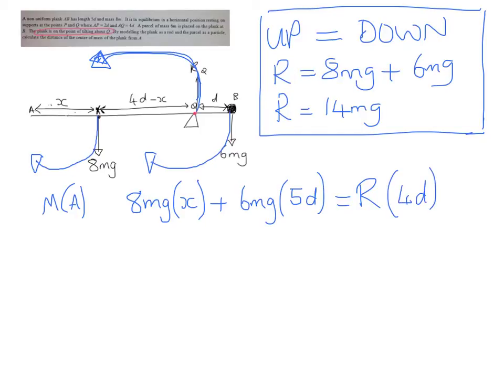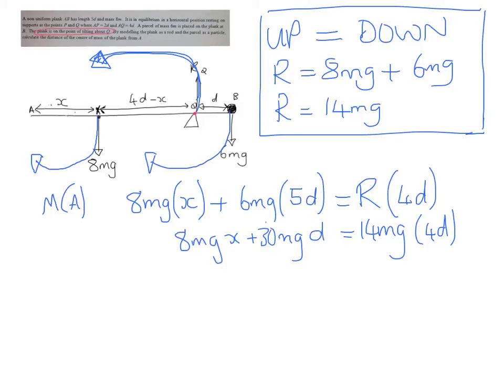And actually, I know that R is 14 mg, because I did that a minute ago. So I can put all this together. So I've got 8 mgx plus 6 mg, actually 6 times 5 I can do, 30 mgd equals 14 mg times 4d. So let's cancel mg off everything. See what we're left with.